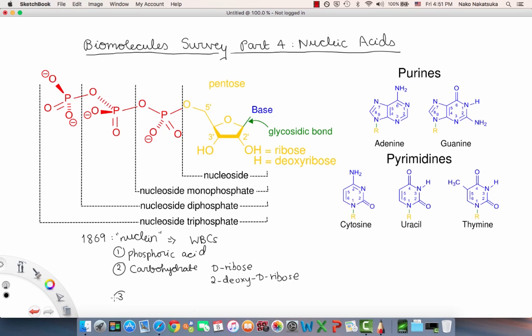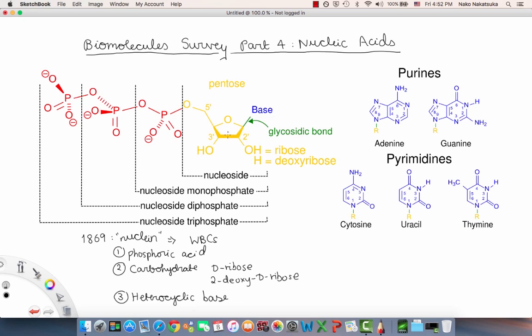which is this sugar right here. And finally, it involved a heterocyclic base. When I talk about a heterocyclic base, a heterocycle means that it has at least one ring which includes an atom other than carbon. So when we look at these heterocyclic bases, we have nitrogen as a part of the ring, which is not carbon, and thus these are called heterocyclic.